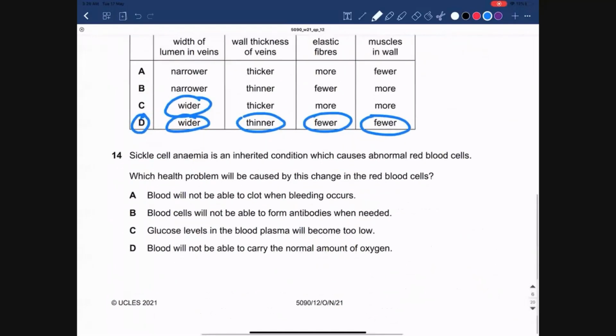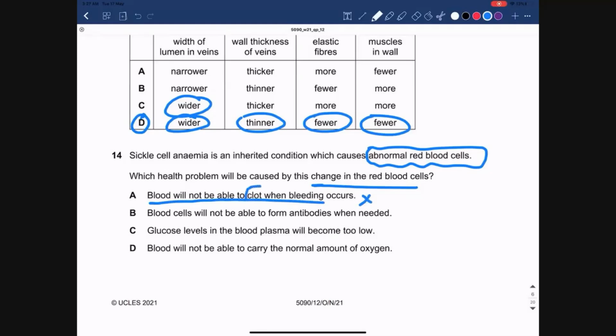Let's move on to MCQ number 14. Sickle cell anemia is an inherited condition which causes abnormal red blood cells. Which health problem will be caused by the change in the red blood cells? In sickle cell anemia, which is a genetic disease, it's passed on from the parents to offspring, and this results in abnormal red blood cells. So what will be the health problem caused by it? Blood will not be able to clot when bleeding occurs. No, this cannot be the answer because blood clotting is the function of platelets. Red blood cells have nothing to do with this.